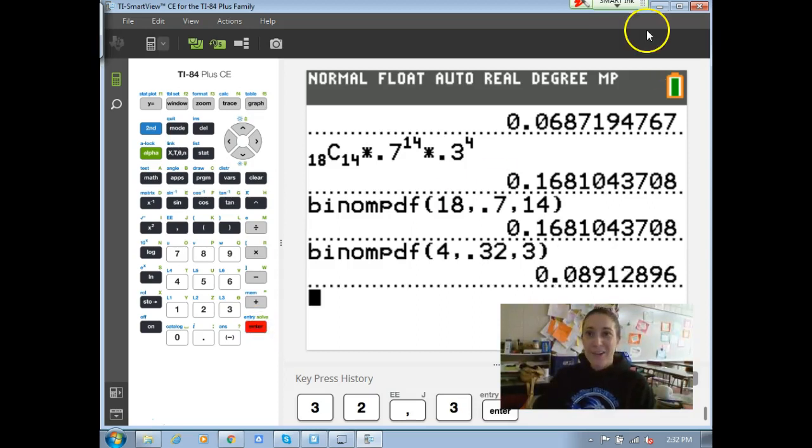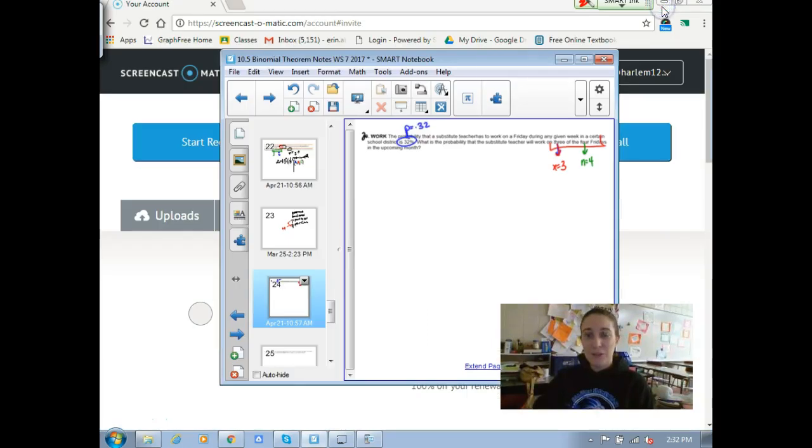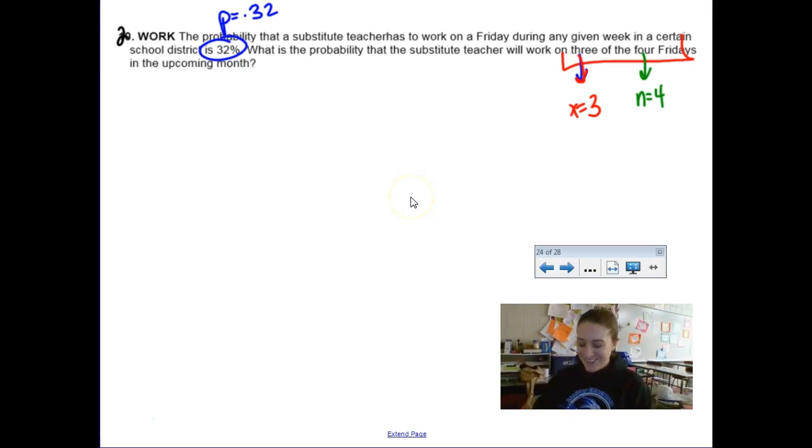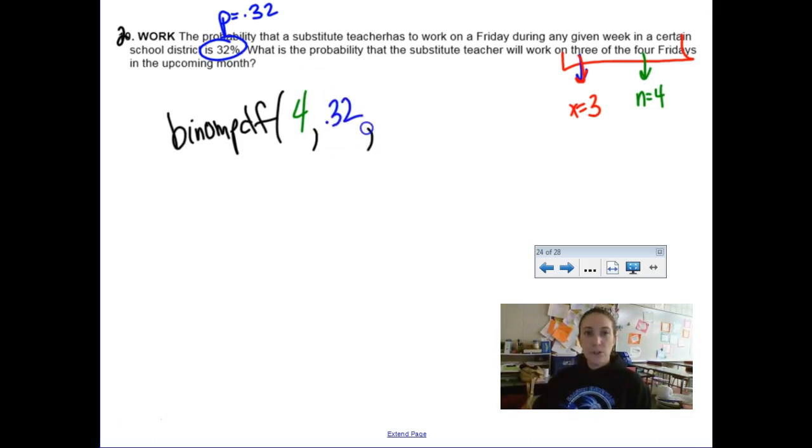9% chance. So I don't know if that's what they're hoping for or not, but it's not a good chance. For my older calculators, what you typed in is binomial PDF, and then you pulled up 4. Number of trials is 4. The probability of success is 0.32. And then out of those 4 trials, we're hoping for 3 successes in this problem.